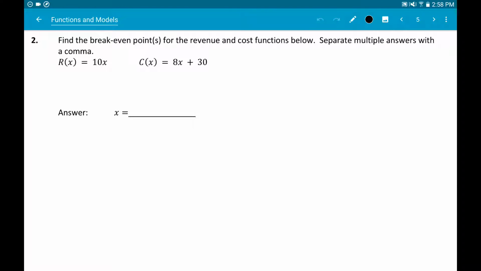All right, question 2. Find the break-even point or points for the revenue and cost functions below. Separate multiple answers with a comma. Okay, so what's a break-even point?